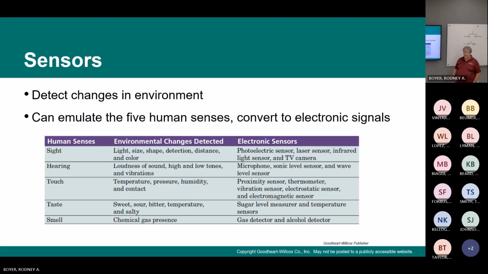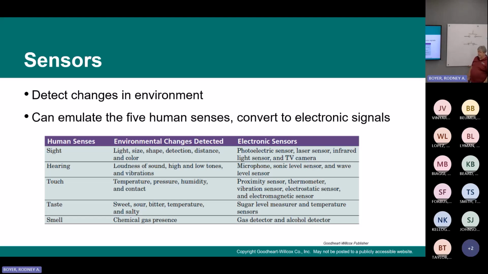Sensors detect changes in the environment. They can emulate the five human senses, turning them into electronic signals. Sight, hearing, touch, taste, and smell. Sight does light, size, shape, distance, color, with photoelectric, laser, infrared, TV cameras. They do have electronic sensors now that are capable of detecting color. They're pretty cool.